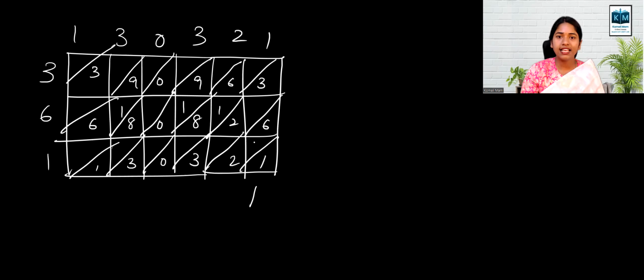So add diagonally: 6 plus 2, 8. Add diagonally like this, you should add. 3 plus 3, 6 plus 2, 8. 7 plus 8 is 15, 5, 1.